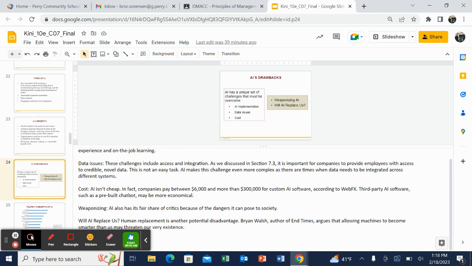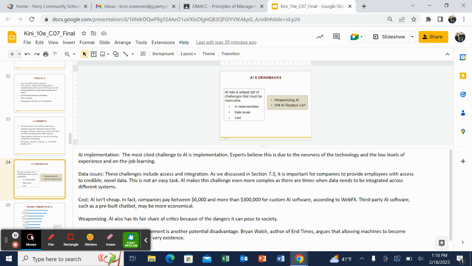Now the drawbacks, and there are drawbacks. Implementation is the most cited challenge. Experts believe it's due to the newness of the technology and low levels of experienced on-the-job learning. So being able to just use the AI properly has proved to be difficult. Then data issues, data access and integration. It's important for companies to provide access to be credible. That's not always an easy task, so AI makes this challenging and more complex. Cost, it's not cheap.